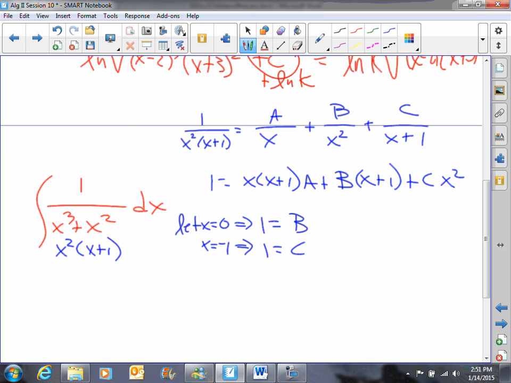So c is 1. And then we have run out of really propitious values of x, but we have values for b and c, so we can pick another value for x. Let's just let x equal 1.